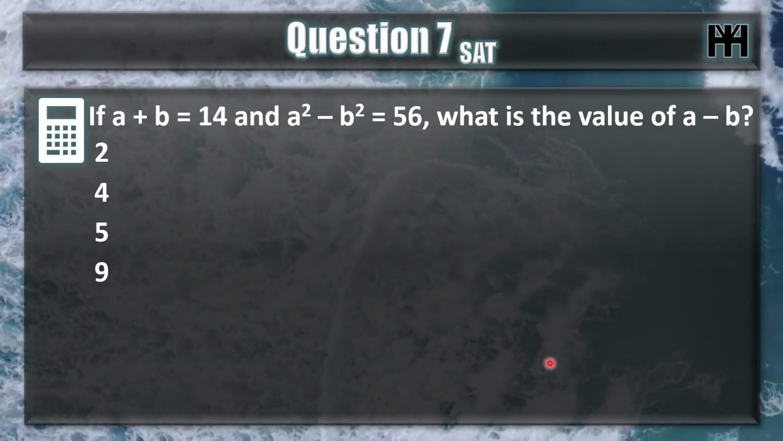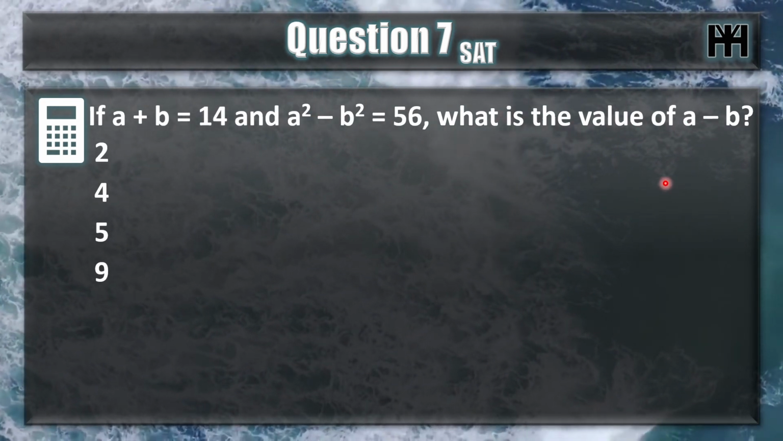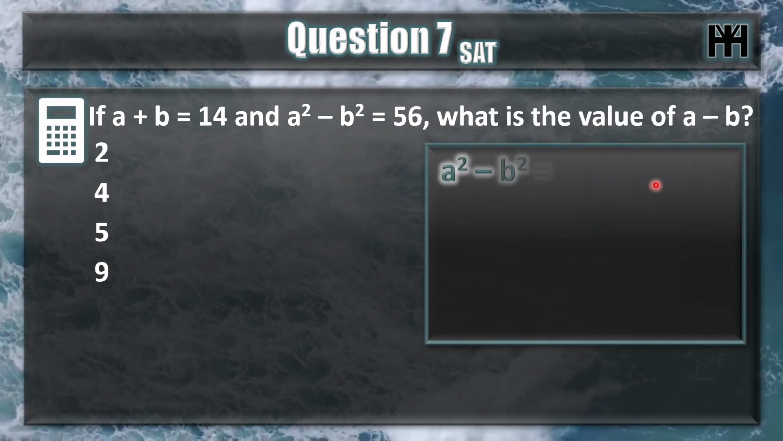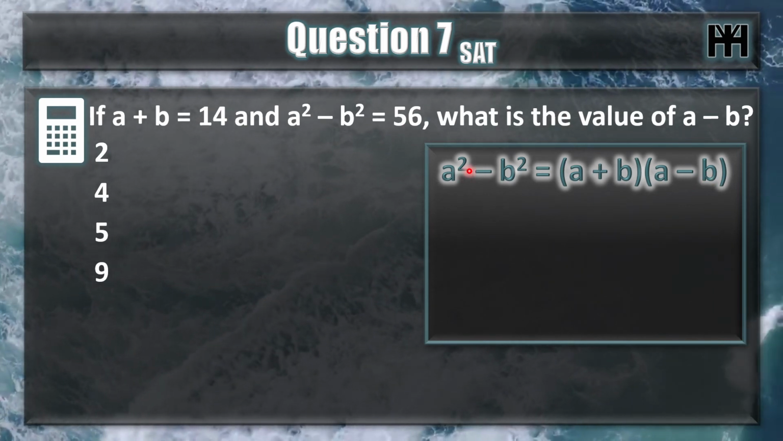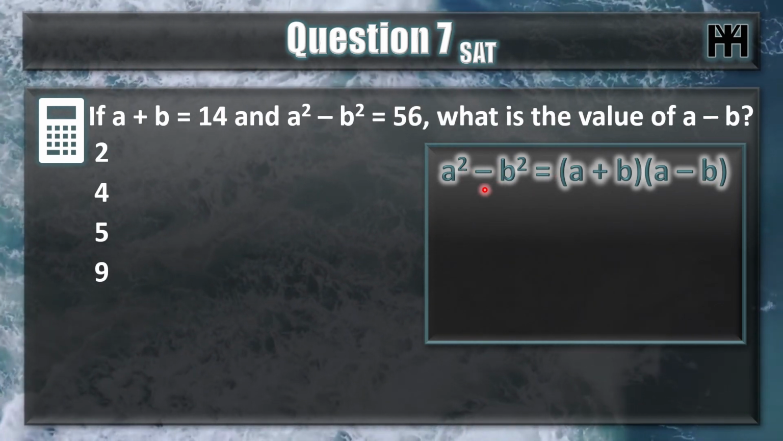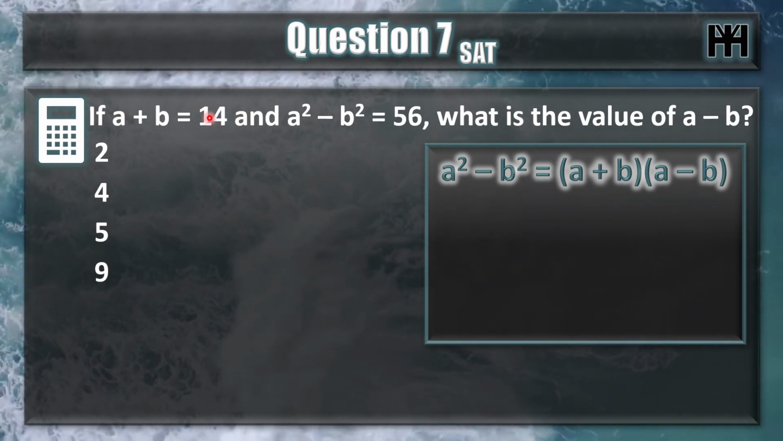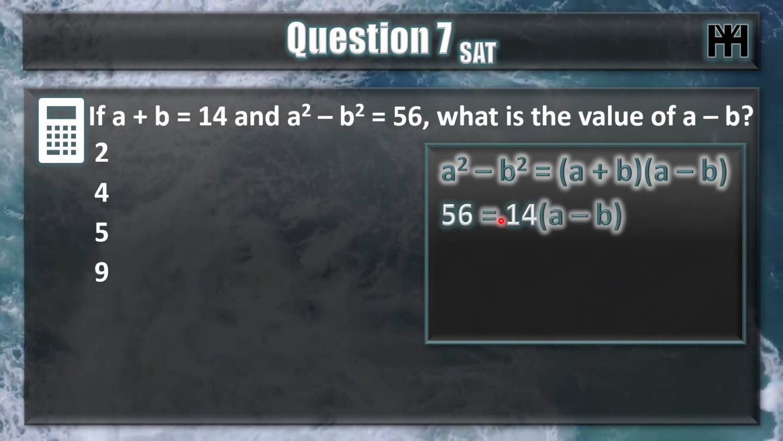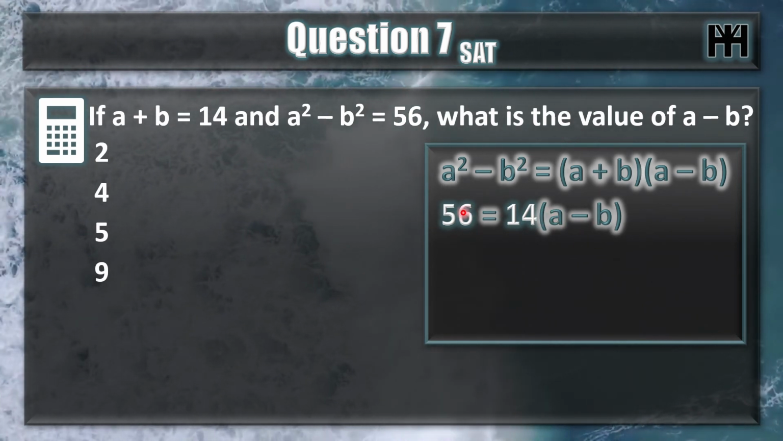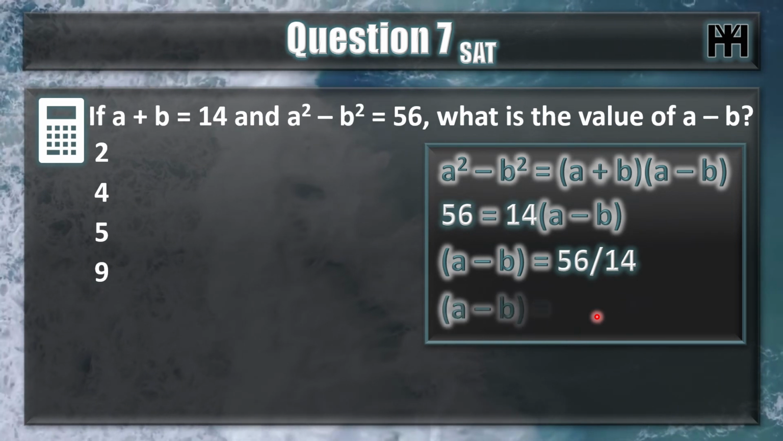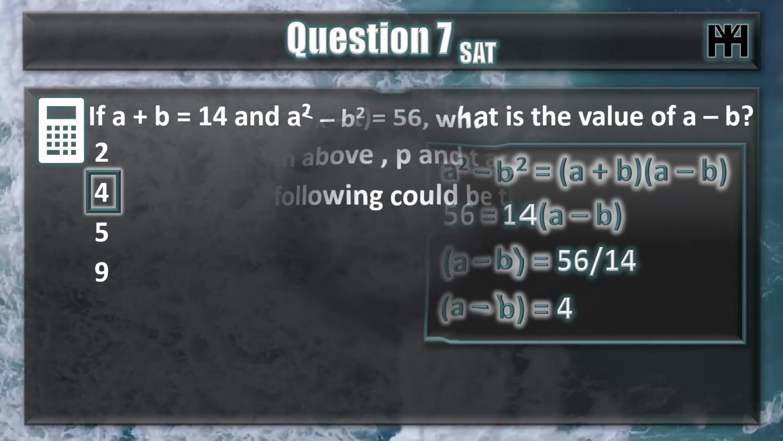Question 7. If a plus b equals 14 and a squared minus b squared equals 56, what is the value of a minus b? Okay, let's say here we have a squared minus b squared equals a plus b times a minus b. This is the difference between two squares formula. So we have the value of a squared minus b squared and it's 56, and we have the value of a plus b and it's 14. So we have 56 equals 14 multiplied by a minus b. So a minus b will be equal to 56 divided by 14. So a minus b is equal to 4. This is the answer.